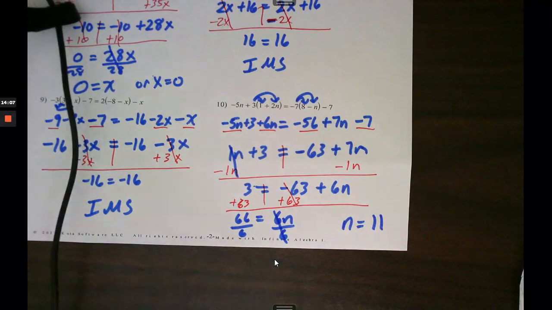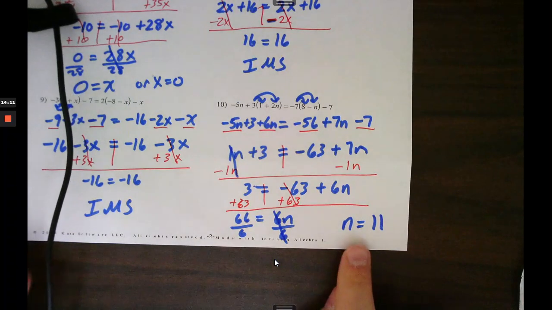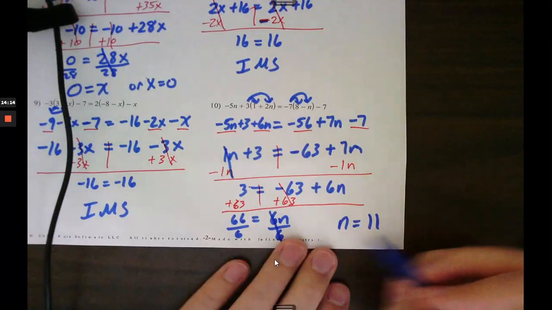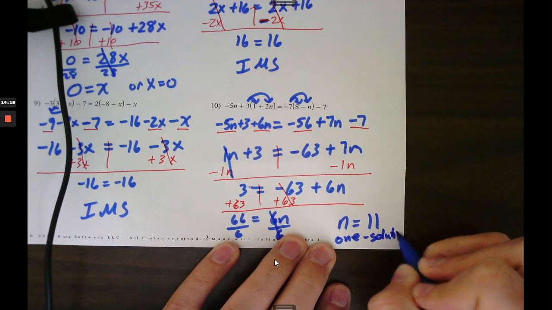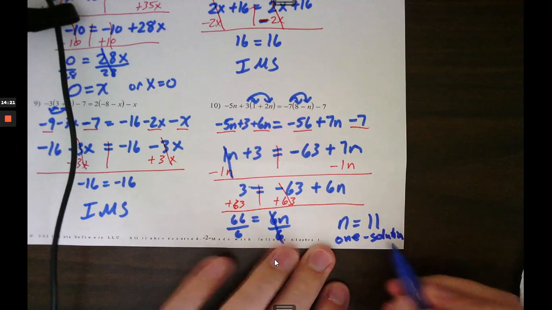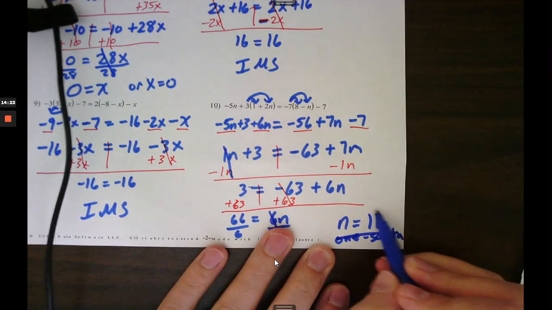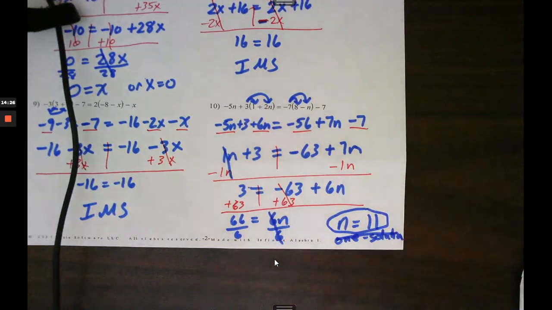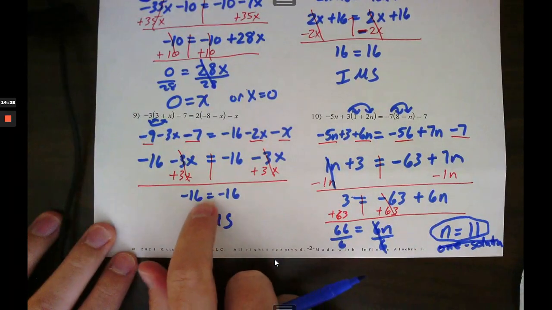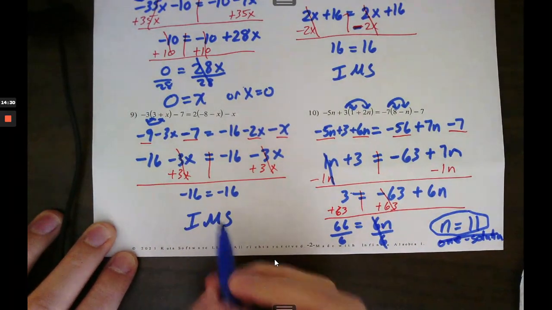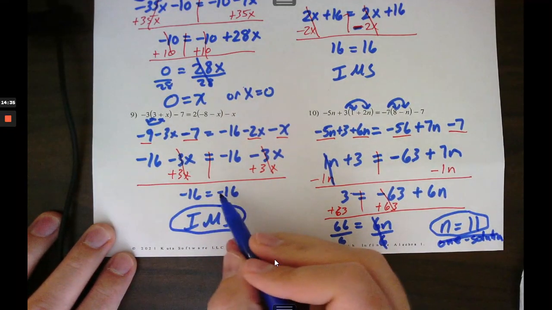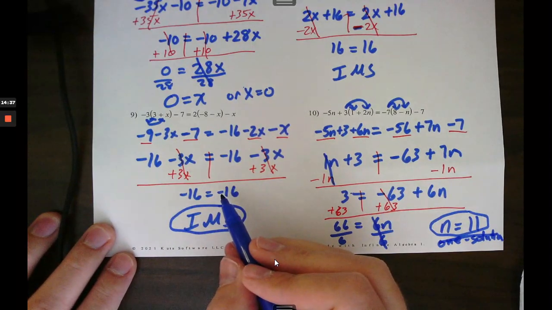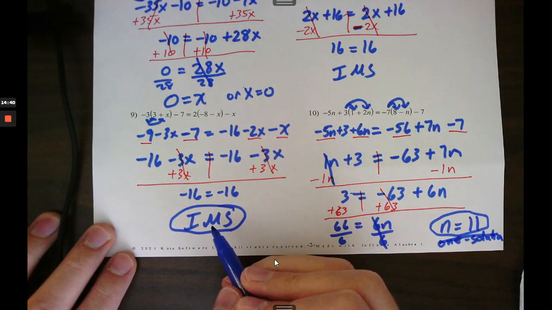So on that one, that is one solution. And I would like to point out, I don't know if you've noticed, you do not have to write n equals 11. One solution. Right? You don't have to write that. That's not necessary. This is enough for you to tell us that there's one solution. If you get this, IMS is necessary. This is the answer. Infinitely many solutions. This is negative 16 equals negative 16. That is not the answer. Okay? Infinitely many solutions is the answer.